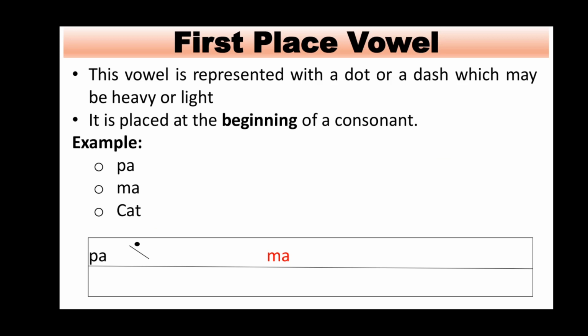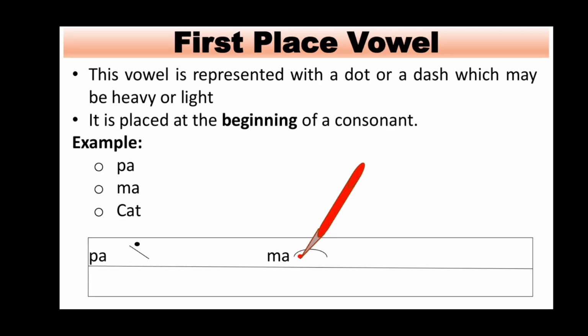M-A. Ma. So consonant M. But when we are drilling, it will be above the line. The pencil will not touch the line. It will be above the line. That is M. Then we place our vowel, which is a dot, at the beginning of the outline where we started the drilling of the M.